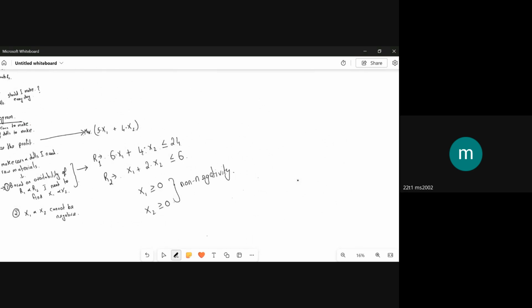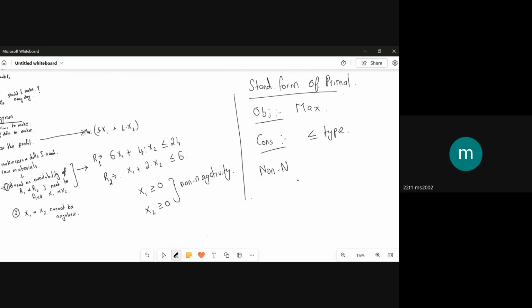Fine. So this formulation will correspond to the standard form of a primal. So in the standard form of the primal, the objective function must be maximization type. The constraints must be less than or equal to type. And the non-negativity will be greater than or equal to 0. So when your decision variables are greater than or equal to 0, your constraints are of the form less than or equal to, like these, and your objective function is a maximization, then you are actually having a problem which is in the primal standard form.